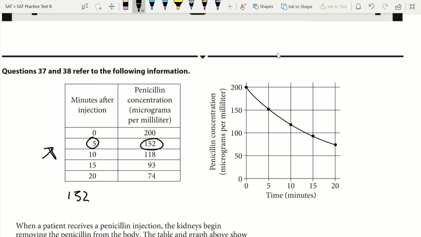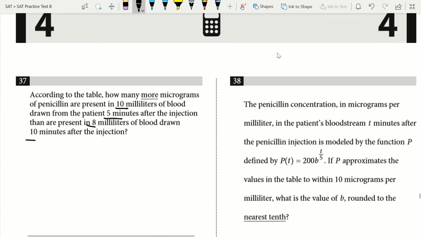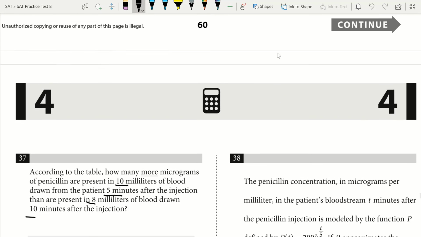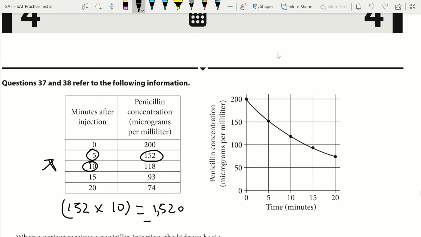So that's going to be 152, right? That's my micrograms per milliliter times my 10 milliliters, and that's going to give me 1,520. Now I got to subtract what my next value is. My next value, it says, is how many micrograms are present in 8 milliliters of blood drawn 10 minutes after the injection. All right, 10 minutes after the injection, my concentration in micrograms per milliliter is 118. So that's going to be 118 times 8 milliliters of blood. So when I multiply 118 by 8 on my calculator, let's see what I get. I will get 944. So I'll put that in here so you can see 944.